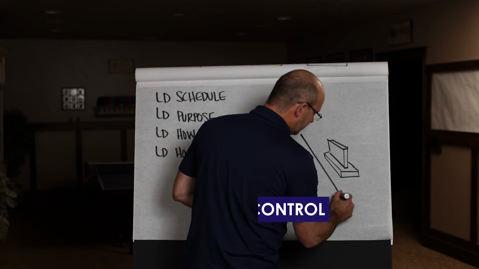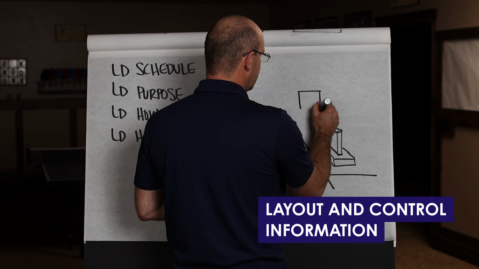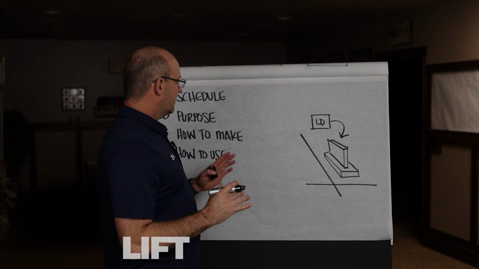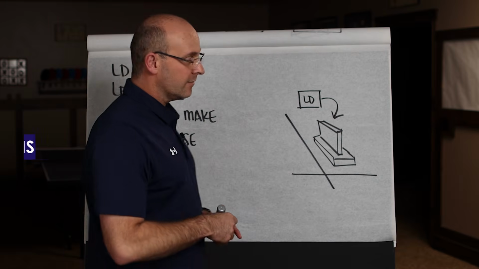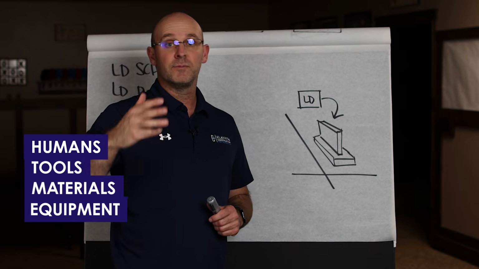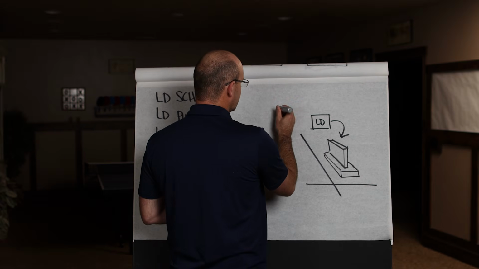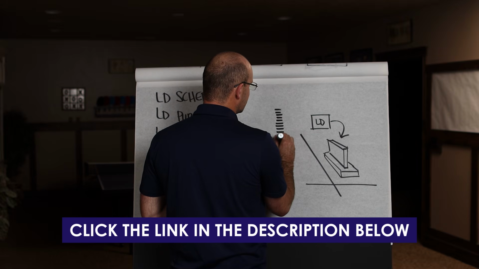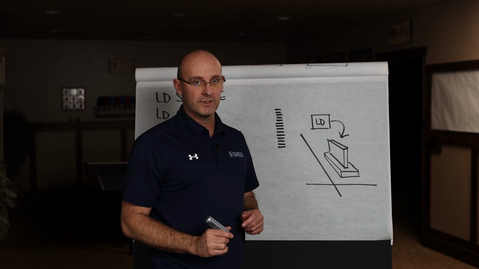Well, first of all, you'd have to have layout and control. The other thing is you would have to have the information for this. I'm just going to call this a lift drawing, okay? With those key things, you can go build that wall as long as you have the humans, the tools, the materials, and the equipment, and maybe other resources. When we think about what a field engineer does, I like to anchor back to, and I can link this to you in the description below, at least 17 core things that are required for a crew to go build that wall.